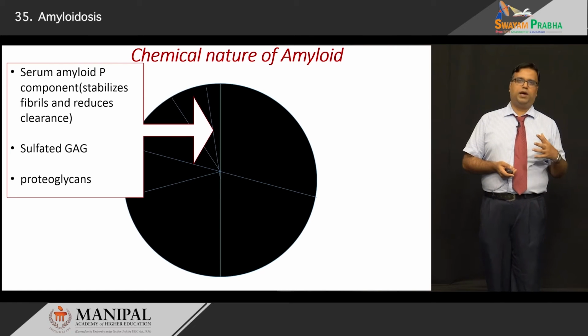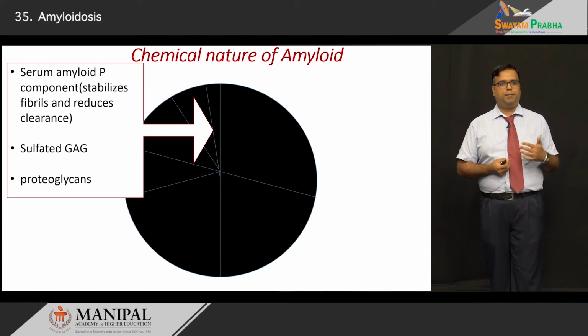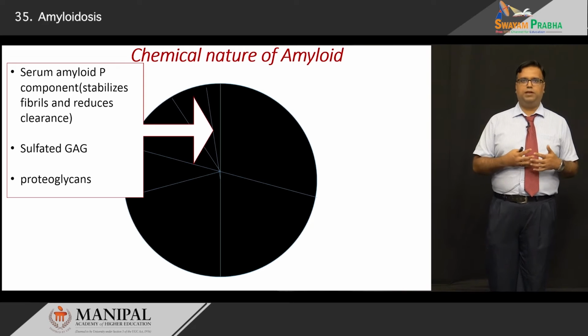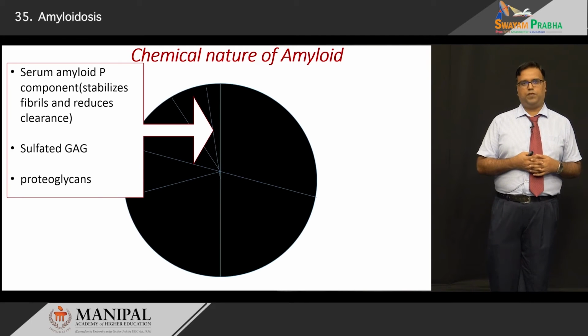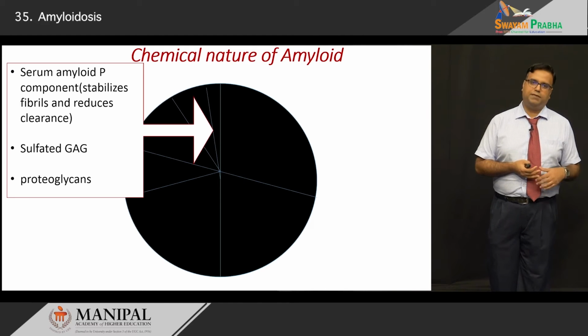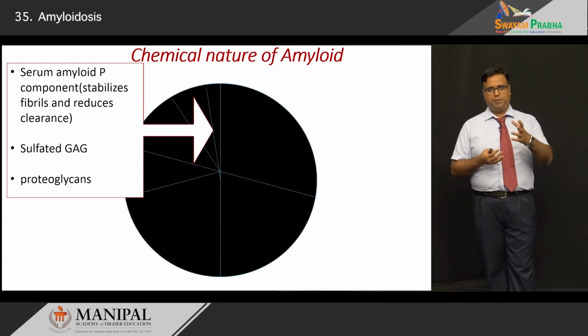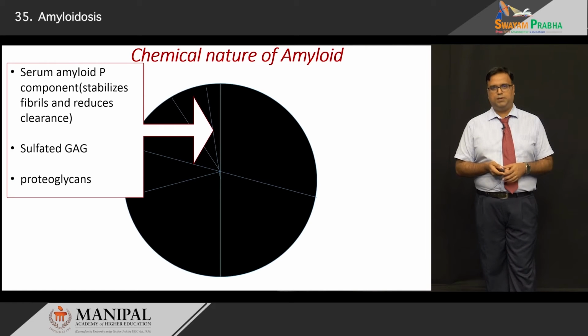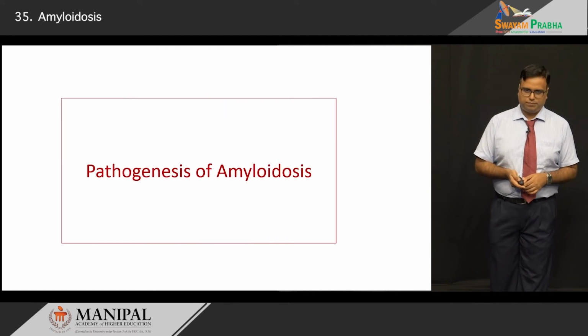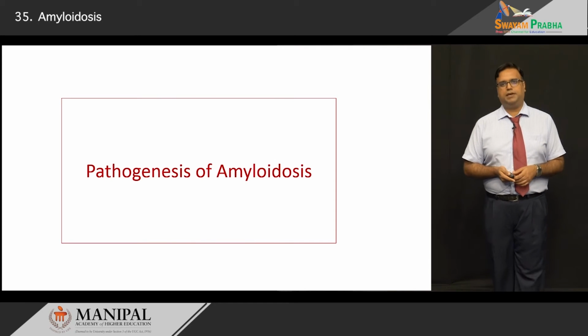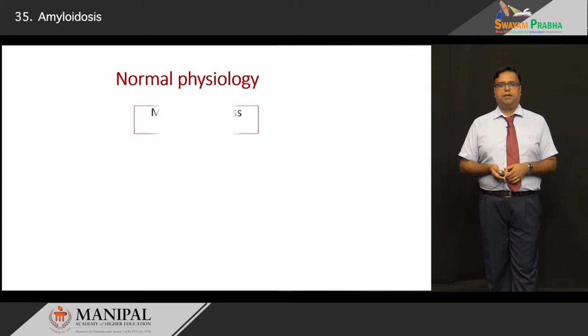forms. And then you have the minor components such as amyloid P component, which has a role in stabilizing the fibrils and reducing the clearance, sulfated glycosaminoglycans and even proteoglycans, which form the component of this miscellaneous aspect. So, these are some of the chemical aspects of amyloid. Now, let us study what happens under the pathogenesis of the disease.